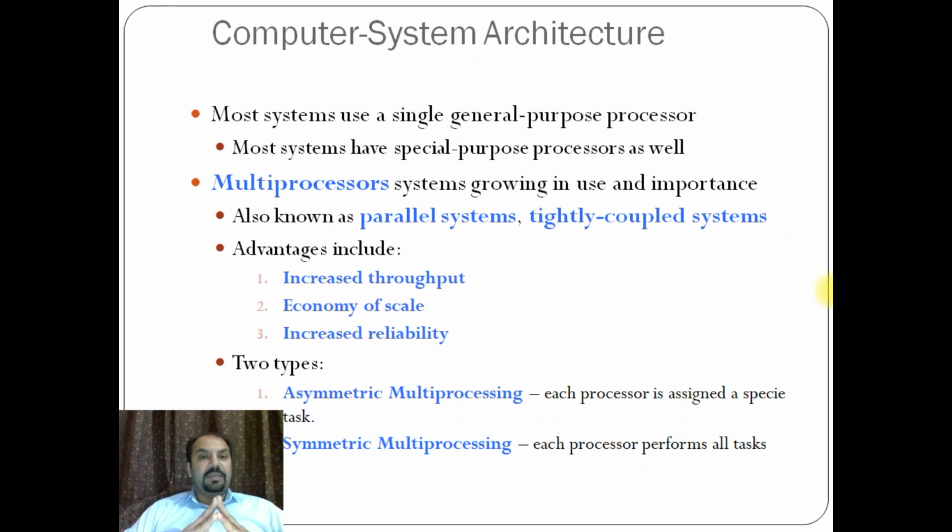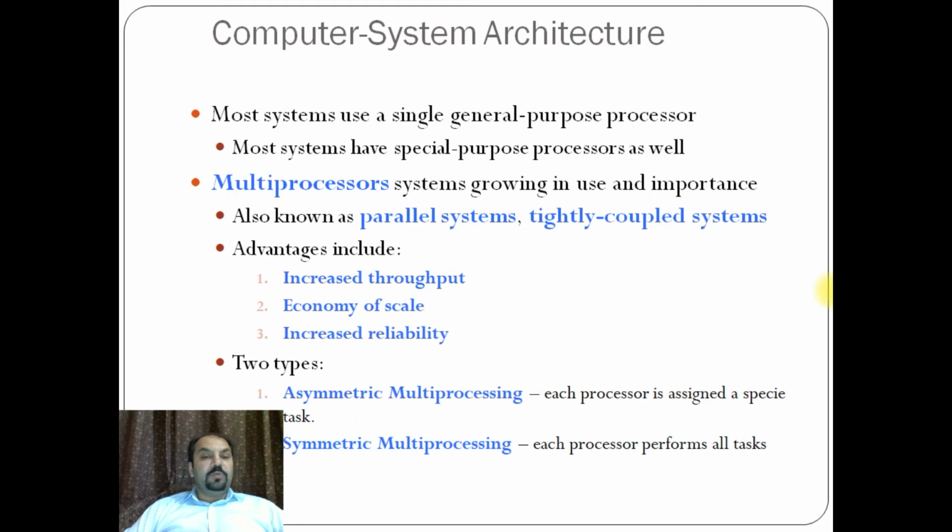A general purpose processor is a processor that can perform all tasks, all processes, all jobs on the computer. And special purpose processors are those processors that process a limited instruction set and that do not execute user jobs. Another type is multiprocessor systems. Multiprocessor systems are those systems that use two or more processors, and are sometimes known as parallel systems or tightly coupled systems.